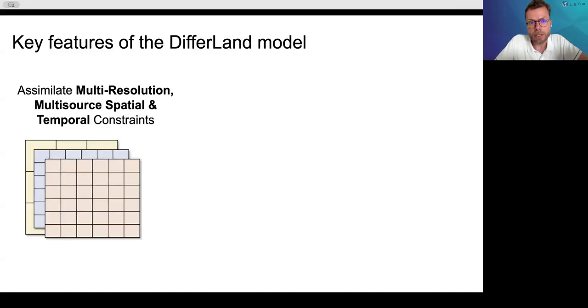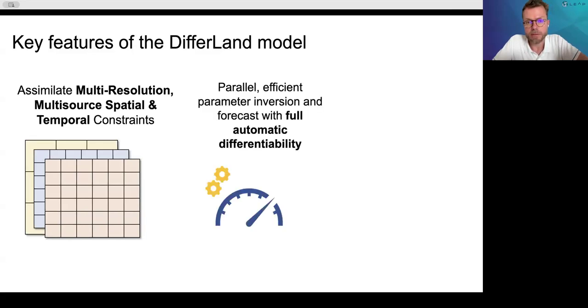So what the model can do is it can be multi-resolution, because it really doesn't matter. We can assimilate at various points. It can be sparse in time and space. That's really no problem in that case. It can be multi-source in terms of spatial and temporal constraints. So that's fine. The model is pretty efficient. Again, it can be run on GPUs.